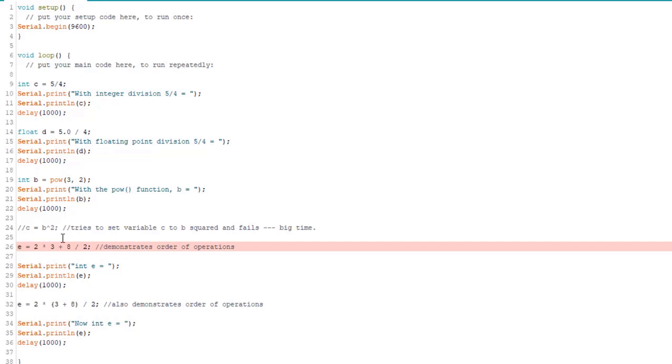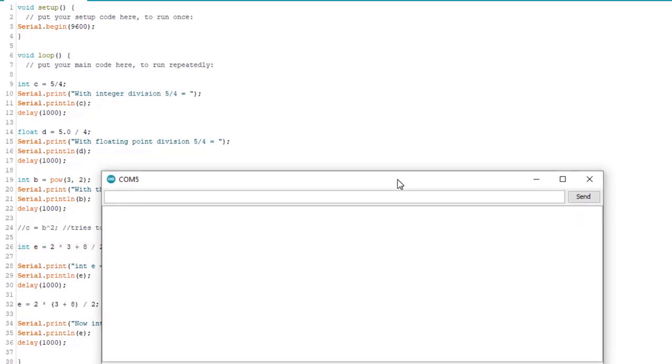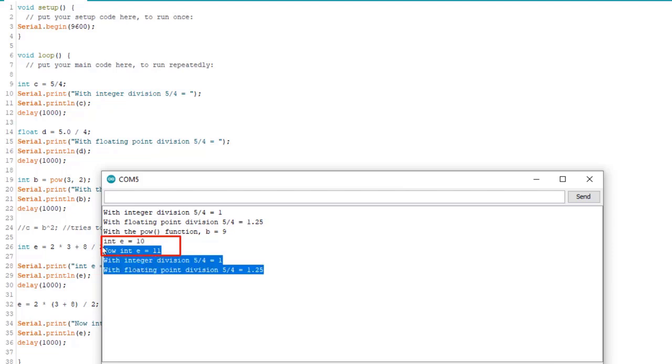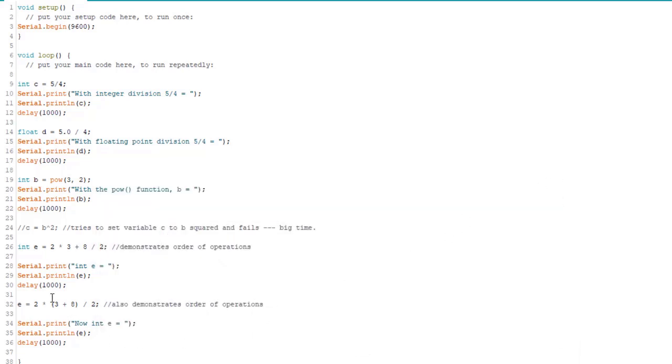And look, here I got an error. I got so excited I forgot to assign a data type to e. So let's fix that. Now it should work. It's going to go through our first few examples real quick. And here we see we get 2 different answers for integer e, depending on where we put the parentheses or if we include them or not.